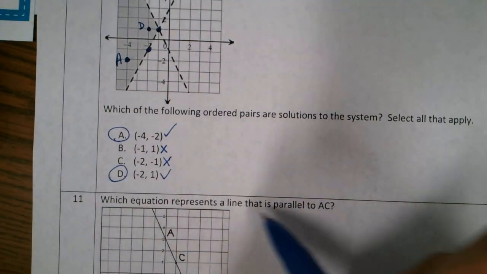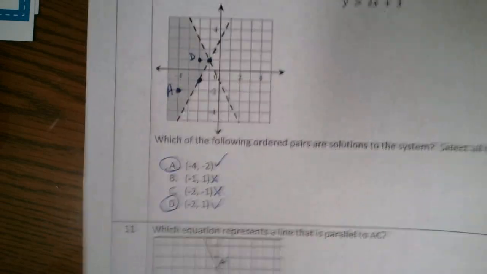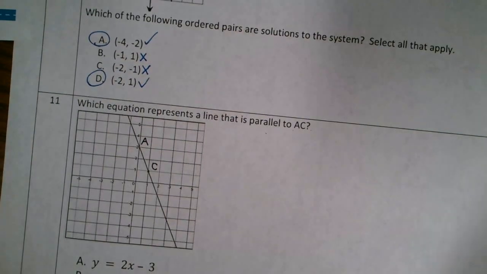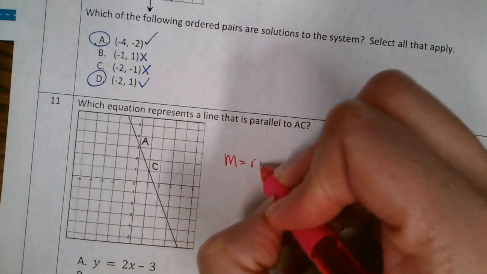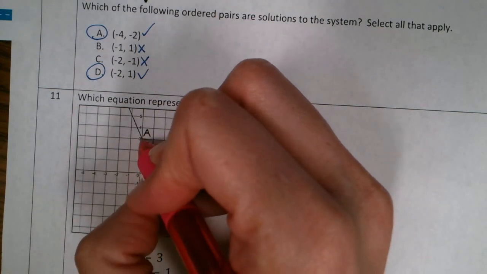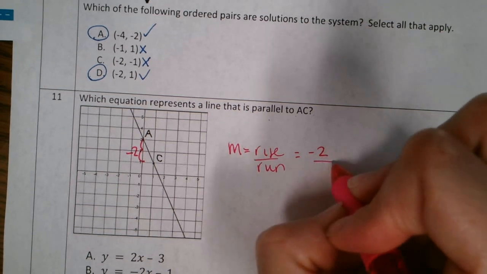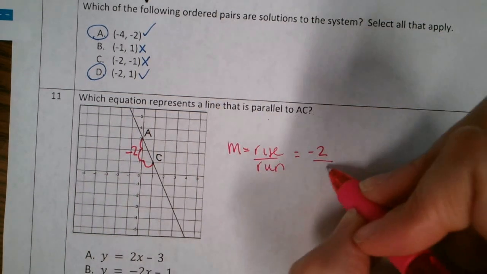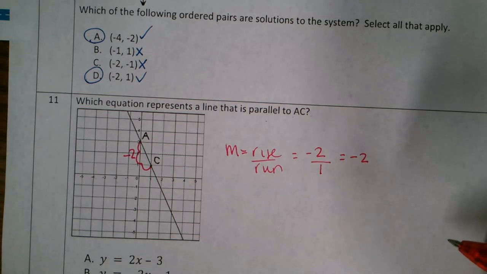Which equation represents a line that is parallel to AC? Parallel means they have the same slope. So I need to figure out the slope of this line. Slope is rise over run. So to get from A to C, I go down 2, so -2, and I go over 1. To simplify this, it's -2.